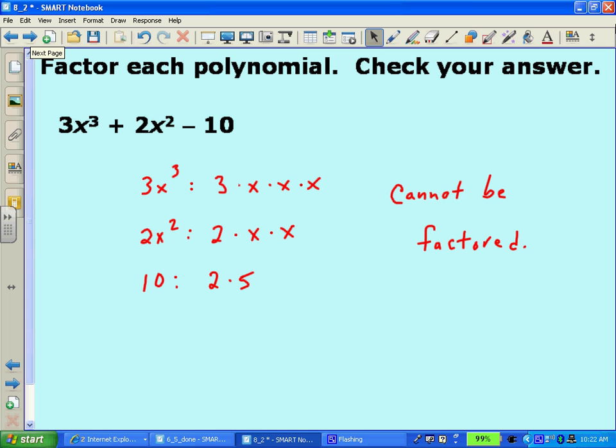So that's what we're going to start with, just some basic factoring out GCFs from polynomials.